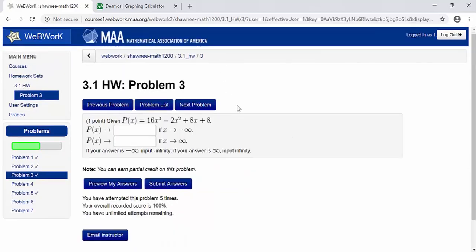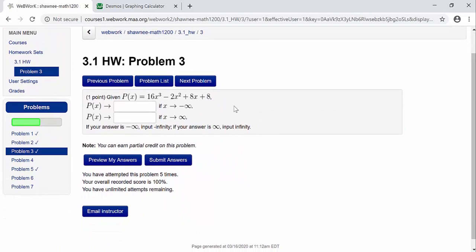For problem 3, we have to write the end behavior in terms of infinity or negative infinity. So the first part says p of x approaches blank if x approaches negative infinity. So recall this means x going to negative infinity means way out to the left on the graph. X going to positive infinity means way out to the right on the graph. So every polynomial function will either go down to negative infinity or up to positive infinity, way out at the tails, to the right and to the left.